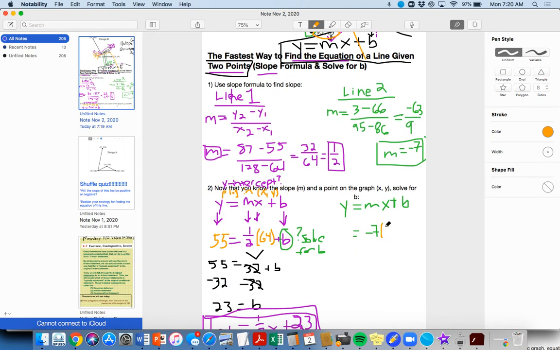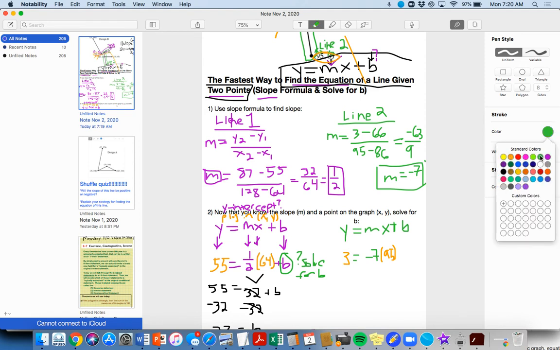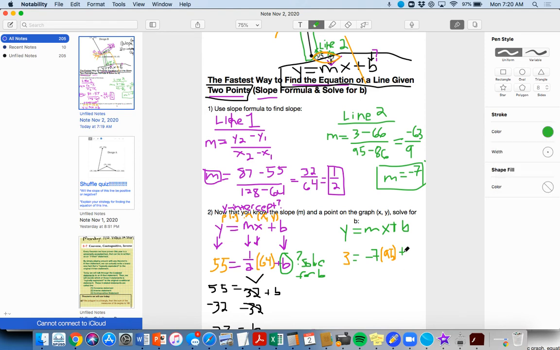So my x here is 95, and my y here is 3, and my only unknown is b. Remember, we had a point at 95, 3. That's a combination. Input of 95 gives us an output of 3, and the slope here is -7. So we just got to solve for b right now.